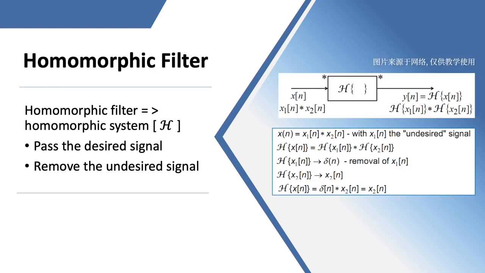For example, x1[n] is the undesired signal. We can define the homomorphic system to convert x1[n] into a delta function and pass x2[n] through directly. Then the output after the homomorphic system is just the desired signal x2[n]. For a linear system, this is analogous to additive noise removal.